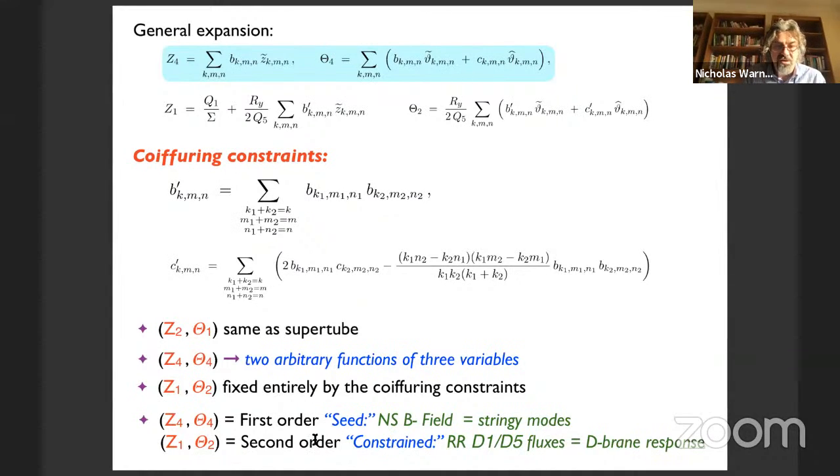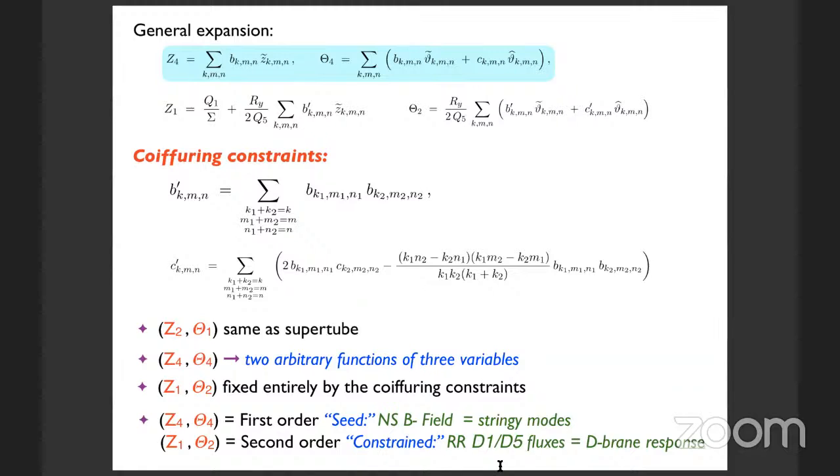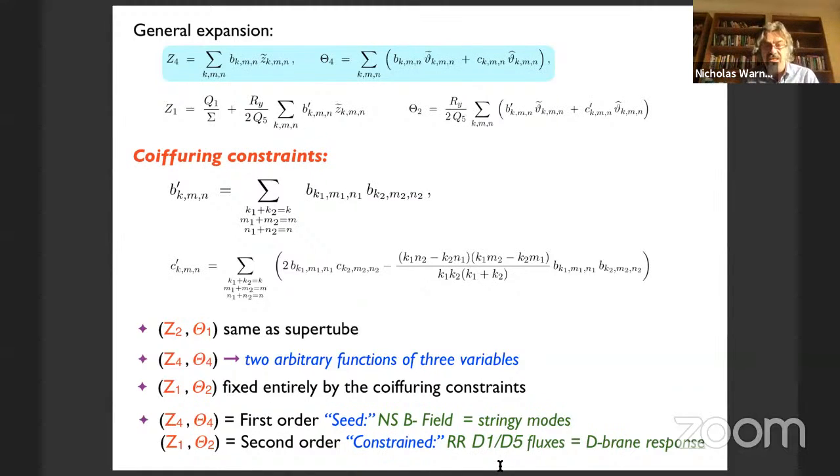And then Z1 and theta 2 are constrained RR D1, D5 fluxes. And so the D1, D5 system has to adapt precisely to the stringy modes you've added. And this is the D-brane response. And this is at linear order, and these are all quadratic. So this is first order, and then the D-brane response is quadratic or second order. So there is a very nice sense in which Z4 theta 4 is the most fundamental guy, and Z1 theta 2 and Z2 theta 1 are fixed as a consequence of the most fundamental guy. That seems to be what the message of Coiffurian constraints is. There's a bit more.